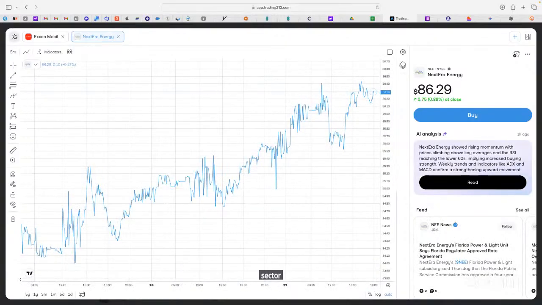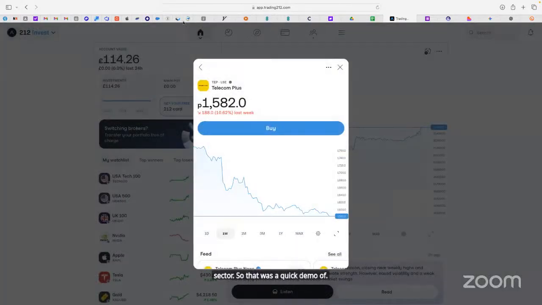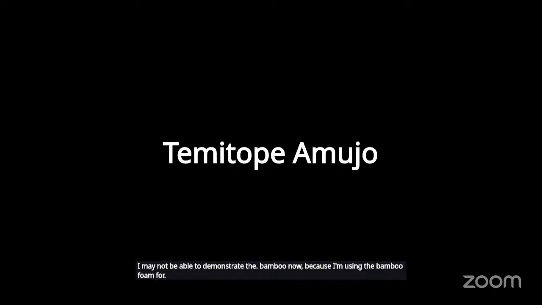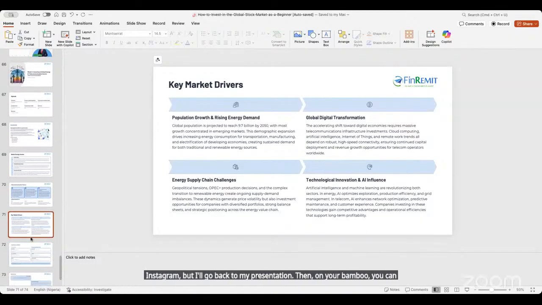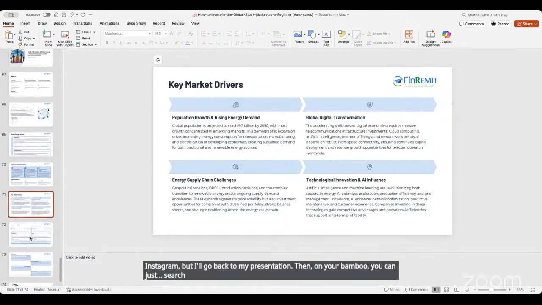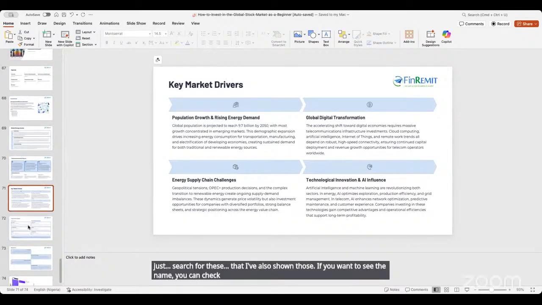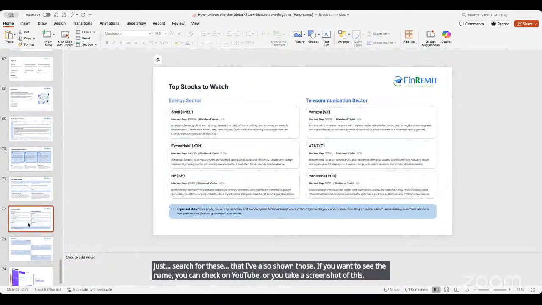So that's a quick demo of what I have here for us. I may not be able to demonstrate the bamboo now because I'm using the bamboo phone for Instagram, but I'll go back to my presentation. Then on your bamboo, you can just search for these that I've also shown us. If you want to see the name, you can check on YouTube or take a screenshot of this slide.